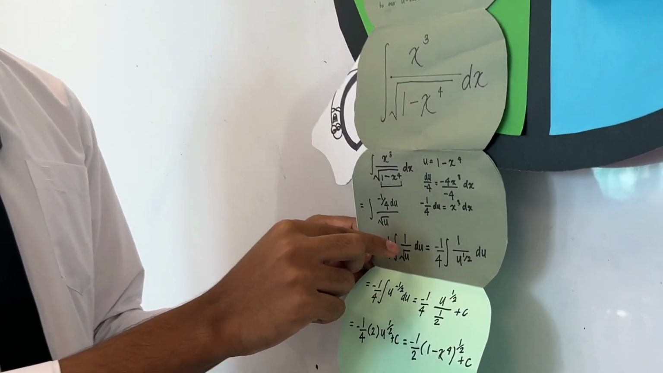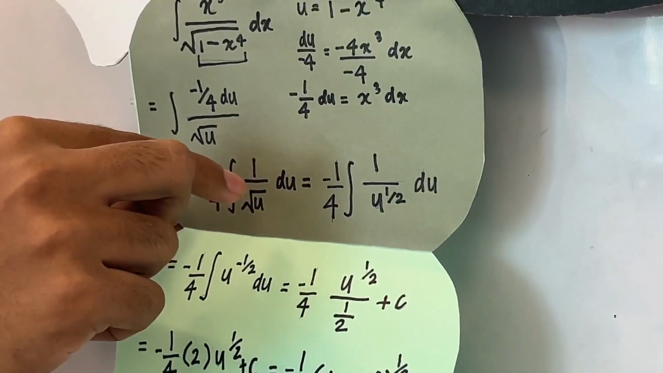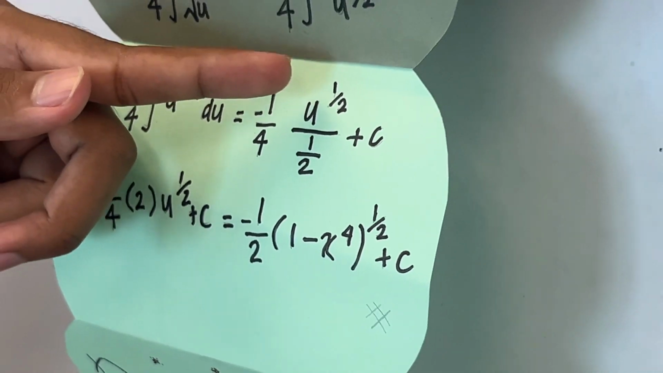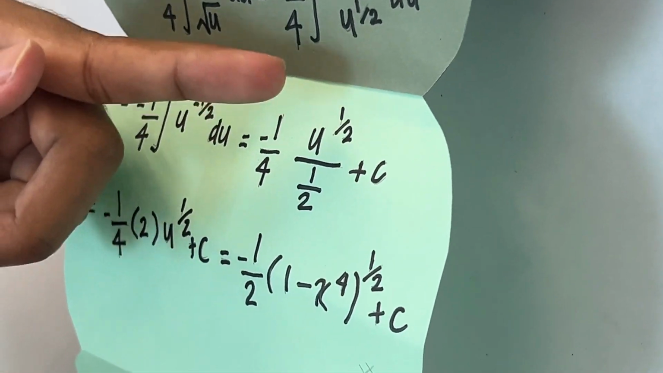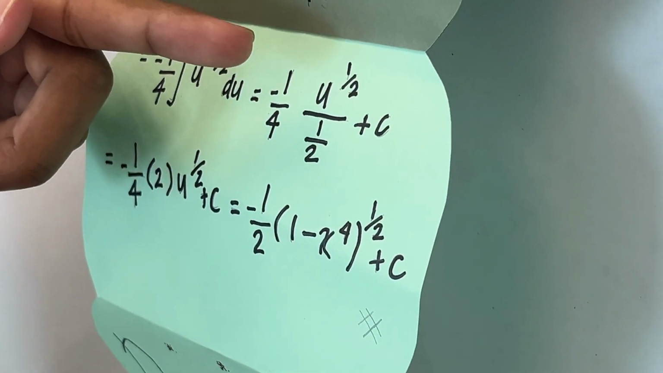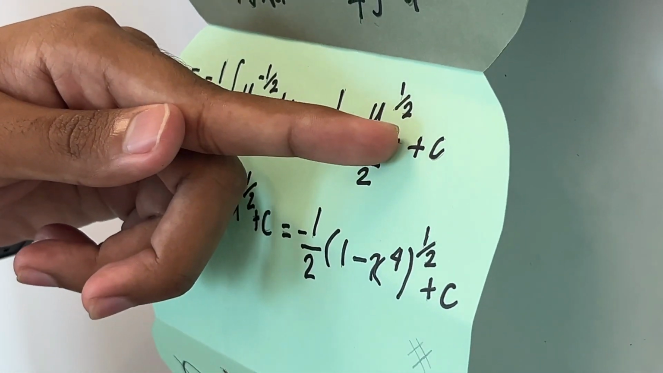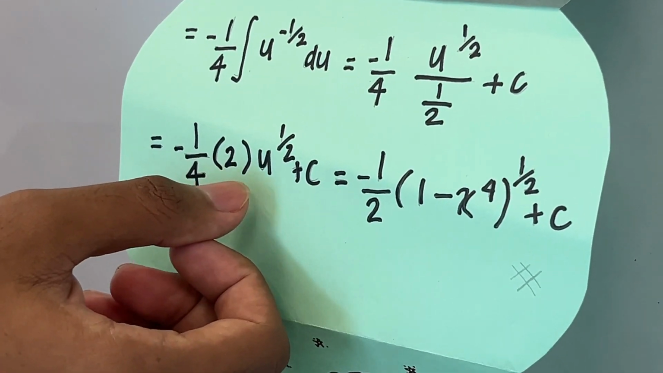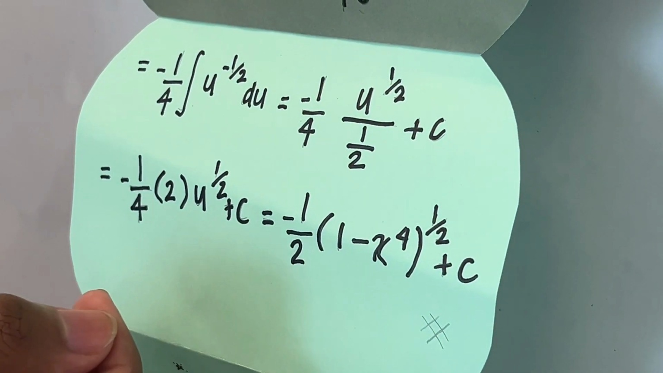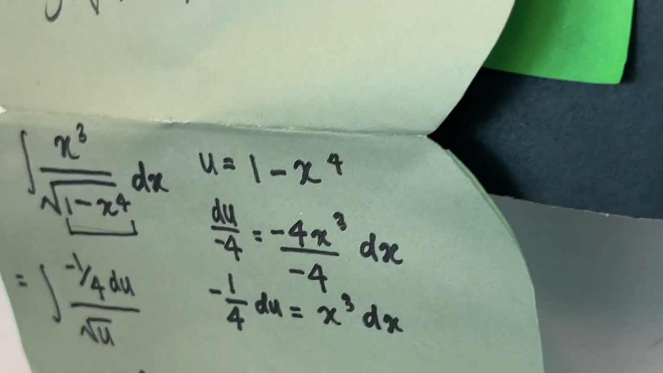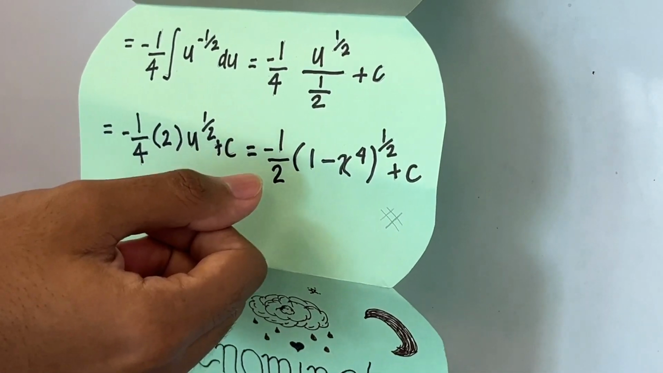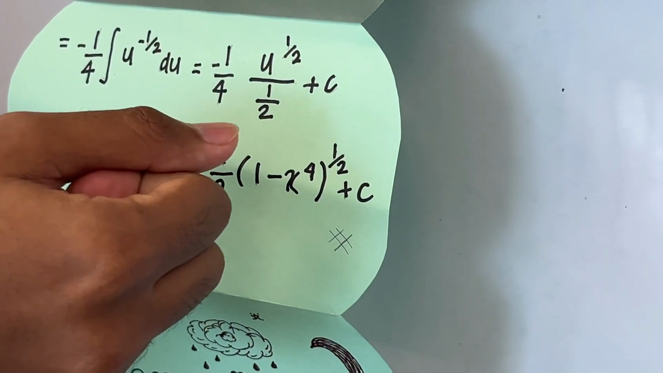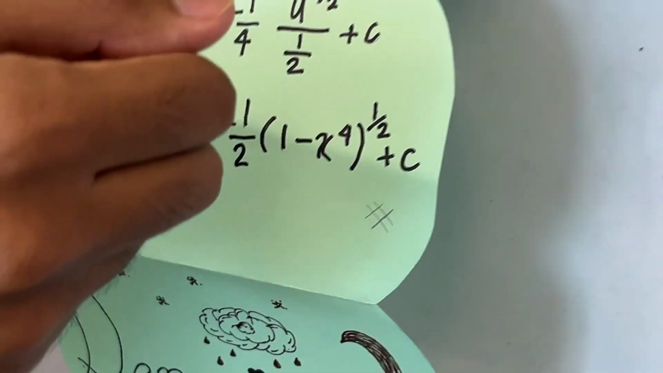Then we can integrate our 1 over square root of u du. So from here we need to integrate it. So we need to plus 1 to the power of u and divide by the new power, and don't forget to plus c in our equation. Then we can simplify it and we will get this. Then we need to substitute back the value of u from here into the main equation. So the final answer we will get is negative 1 over 2 times 1 minus x to the power of 4 to the power of 1 over 2 plus c.